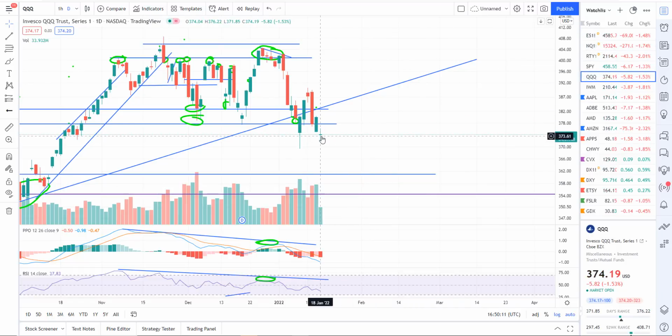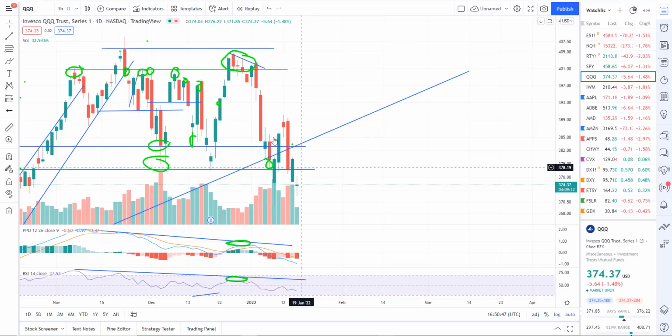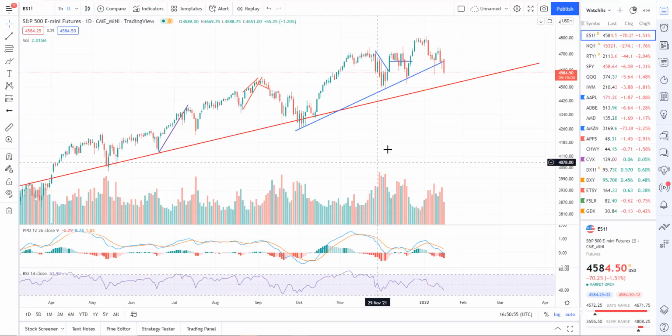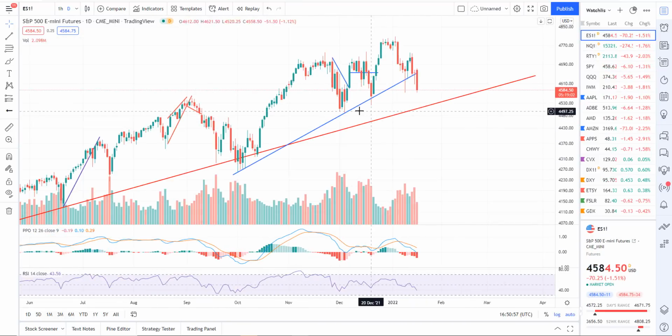There's dip buyers in there, they're trying to buy the dip, but we'll need to see who kind of wins this battle right now. It's basically a battle going on. Looking at the SPY futures, the S&P 500 futures, nothing really major going on.